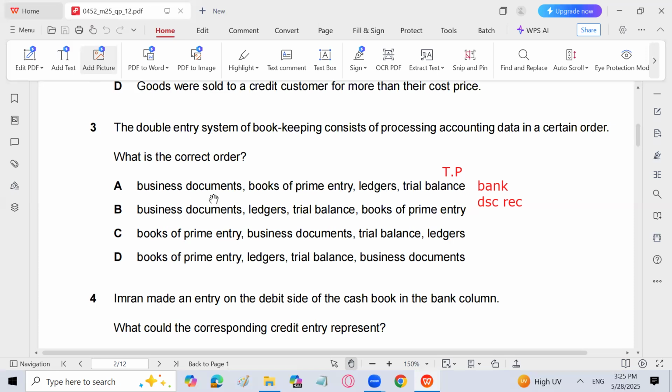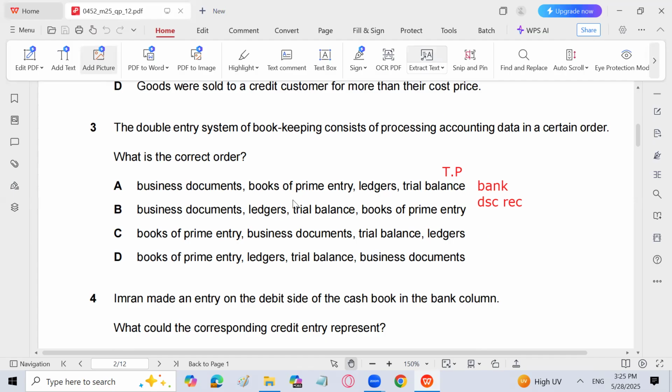Then, through business documents, you will prepare the books of prime entry, sales journal, purchase journals, because a sales invoice is recorded in the sales journal. And then you will prepare the ledger, in the sales ledger or general ledger. And then you will go for the extraction of the trial balance. So A is the answer for this particular question. Let's move forward.